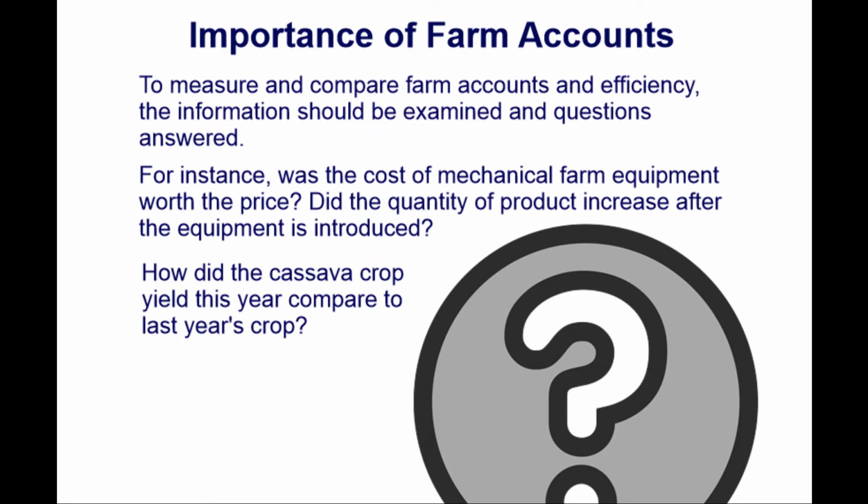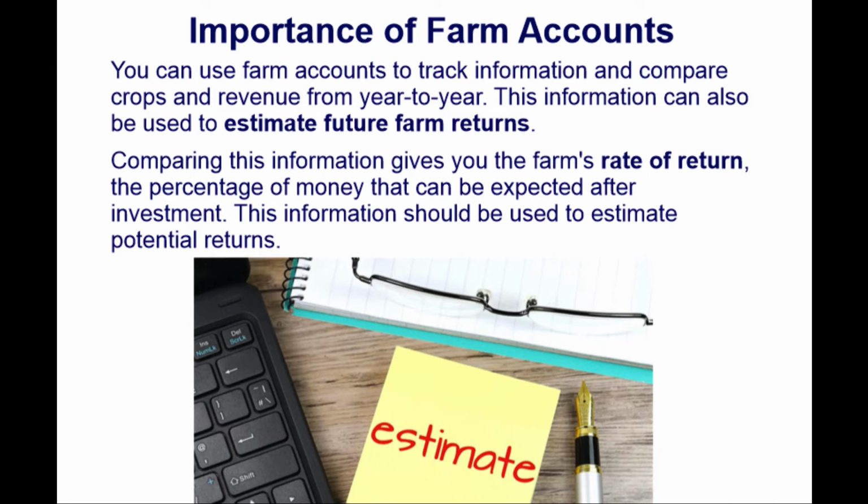For instance, was the cost of mechanical farm equipment worth the price? Did the quantity of product increase after the equipment is introduced? How did the cassava crop yield this year compared to last year's crop? You can use farm accounts to track information and compare crops and revenue from year to year. This information can also be used to estimate future farm returns. Comparing this information gives you the farm's rate of return, the percentage of money that can be expected after investment. This information should be used to estimate potential returns.